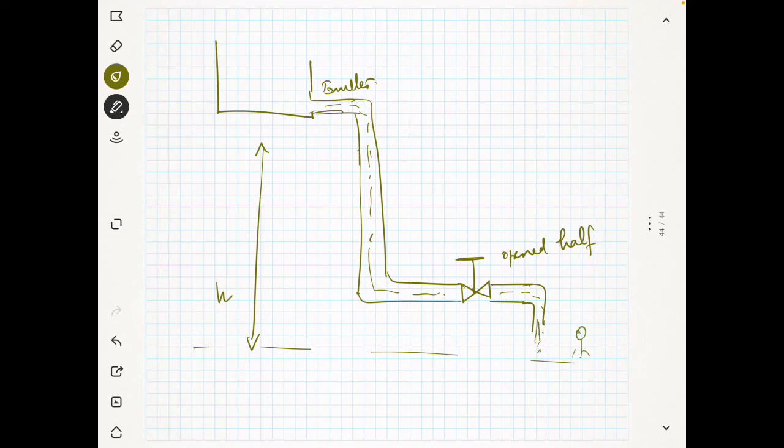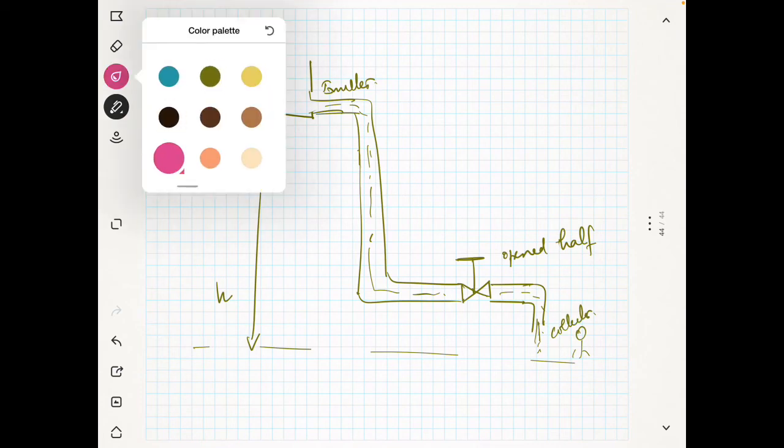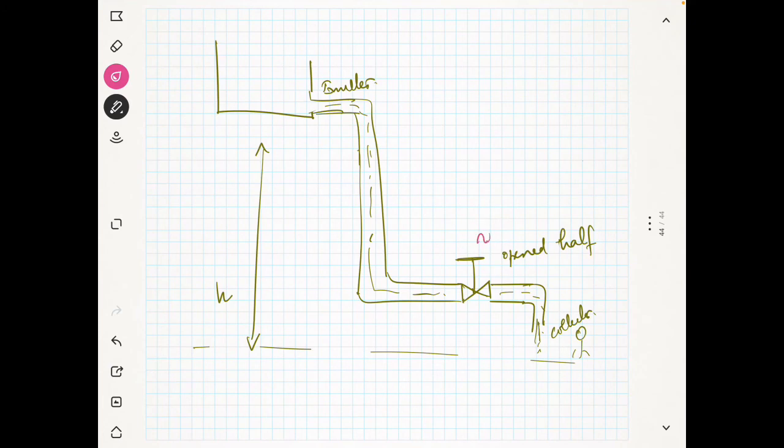So you have opened half, so you will be getting some water supply, and this is the collector. You are collecting the water. Now you are giving a small input here. Suppose this input is positive, you close the pipe, and if this input is negative, you open the pipe. This is what you are doing.